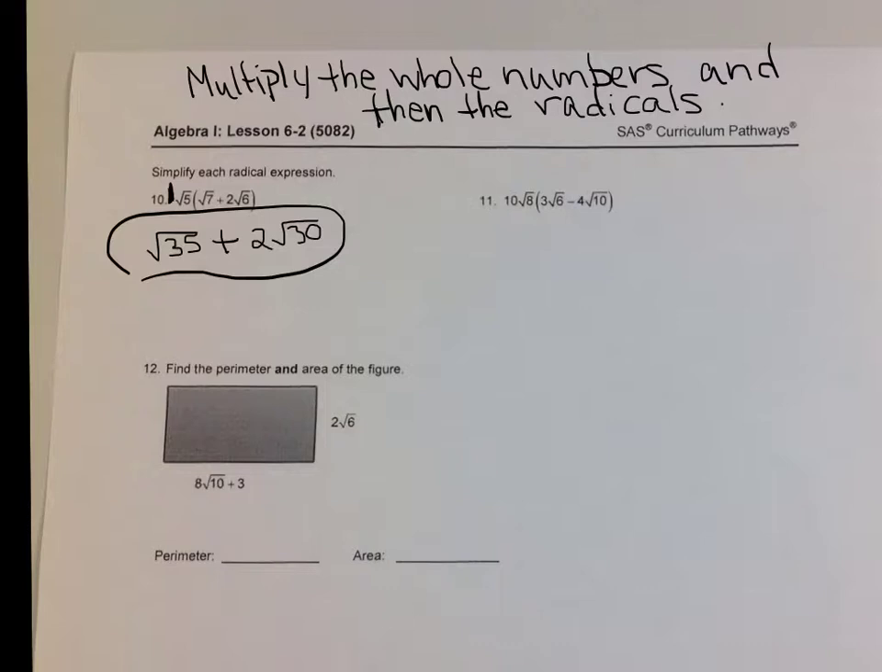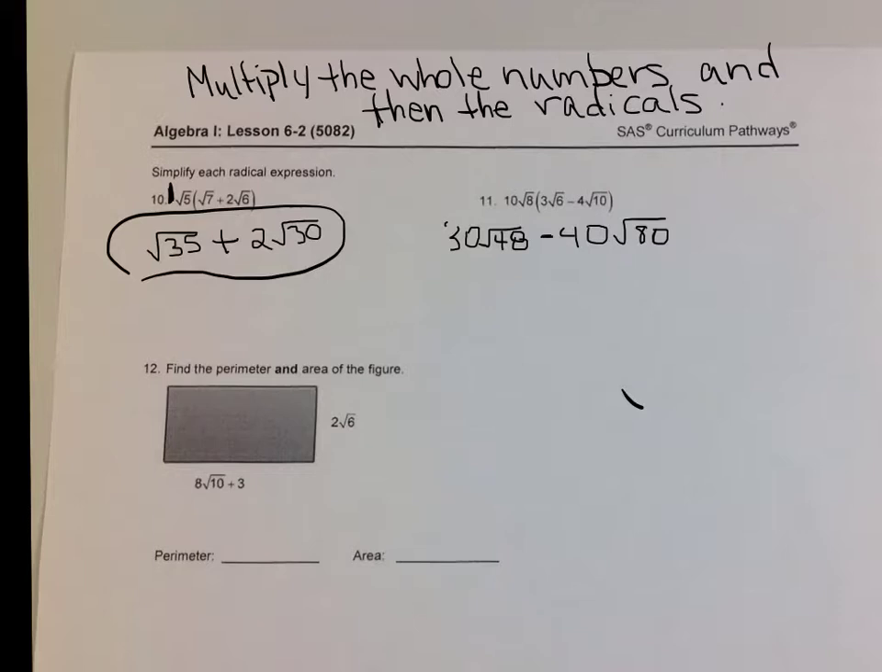Number 11, you're going to multiply the whole numbers first. 10 square root of 8 times 3 square root of 6 is going to give you 10 times 3 is 30. The square root of 8 times the square root of 6 is the square root of 48. Minus 10 times 4 is 40. Square root of 8 times 10 is the square root of 80.